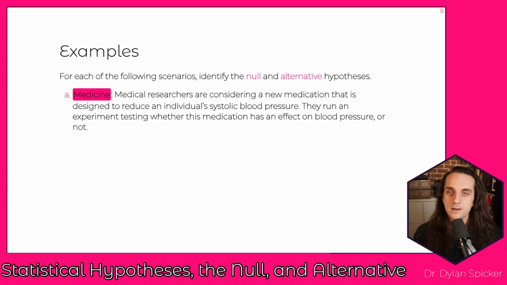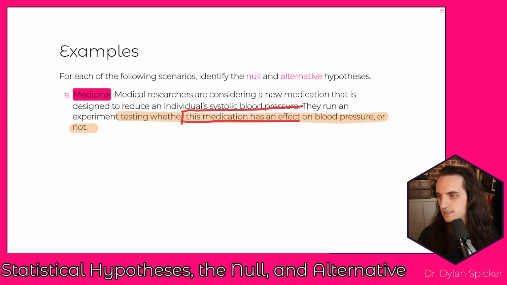And in a couple of different ways we can go about thinking through this, right? So the first thing is they're trying to test whether this medication has an effect or not. Okay. And so if they want to conclude this medication has an effect, we need that to be the alternative hypothesis right here. So this medication has an effect has to become the alternative because that's what we're actually trying to show, right?